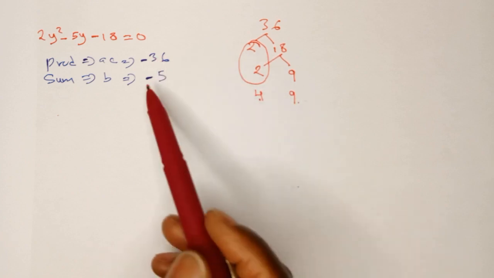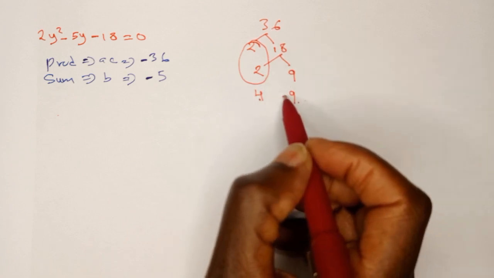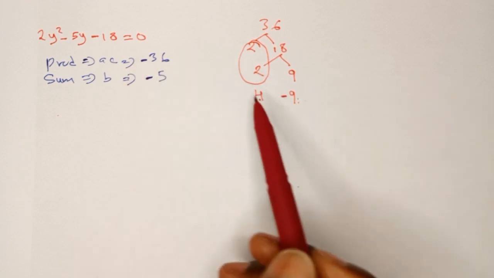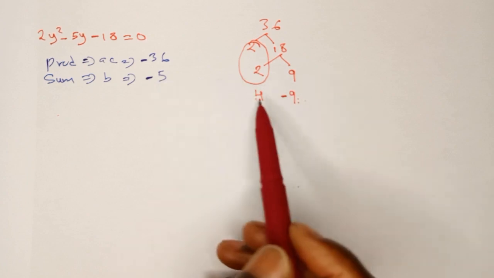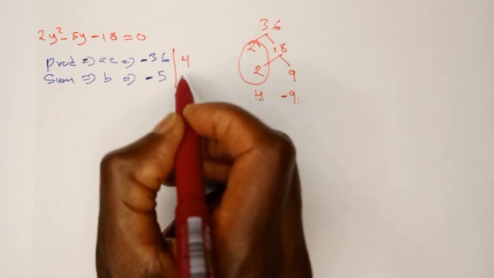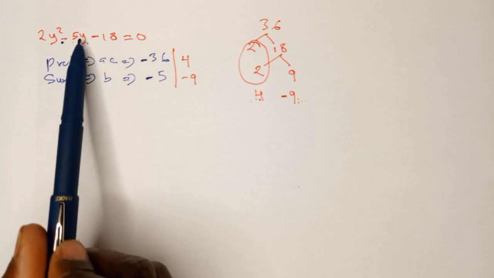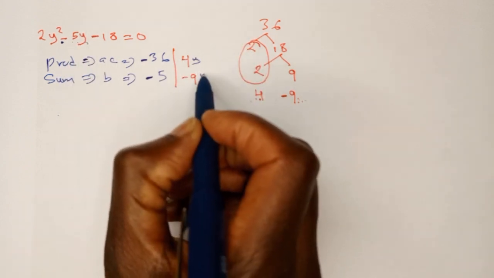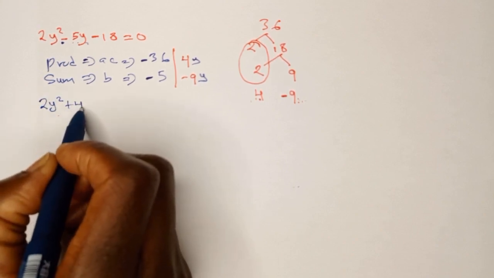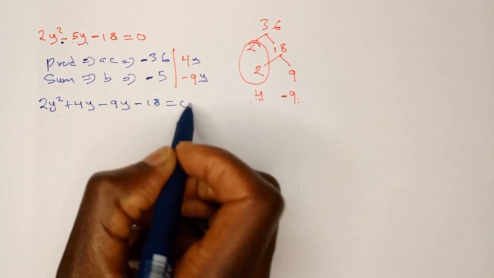So there's a way we can do to get negative 5. So one must be negative. So for you to know which one, you just check. 4 times negative 9 is negative 36. If I add them, I get negative 5. So these are the two numbers that we were looking for. So we have found it is 4 and negative 9. Negative 5y we replace with 4y and negative 9y. So we'll have 2y squared plus 4y minus 9y minus 18 is equals to 0.